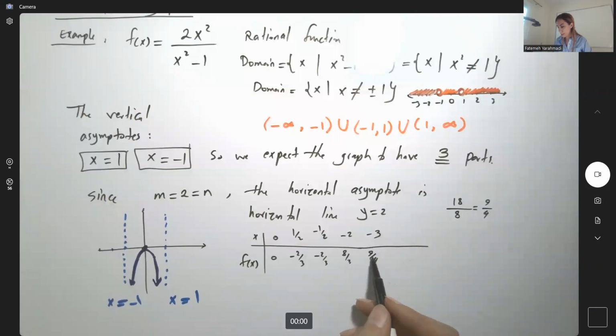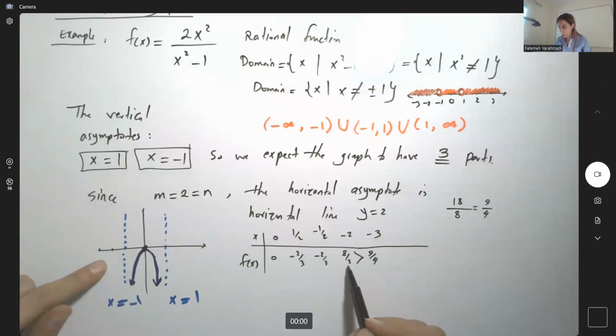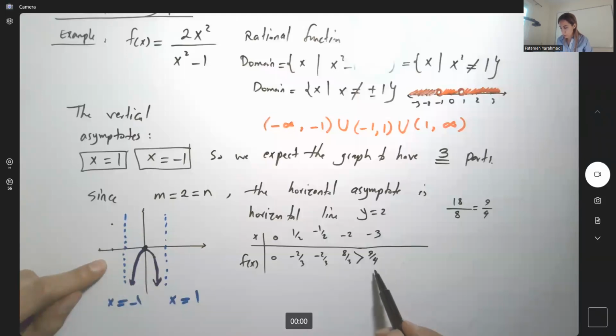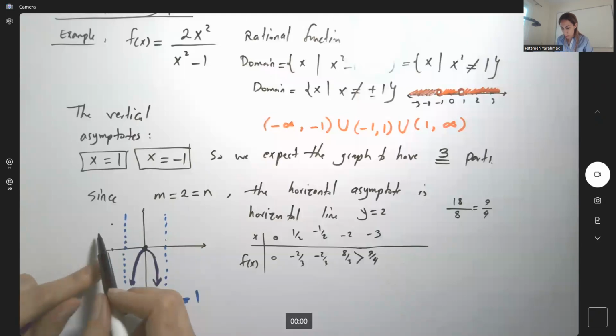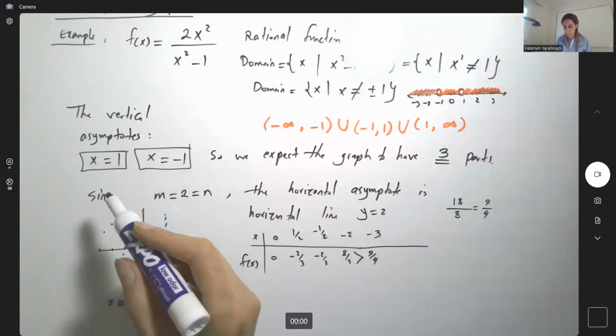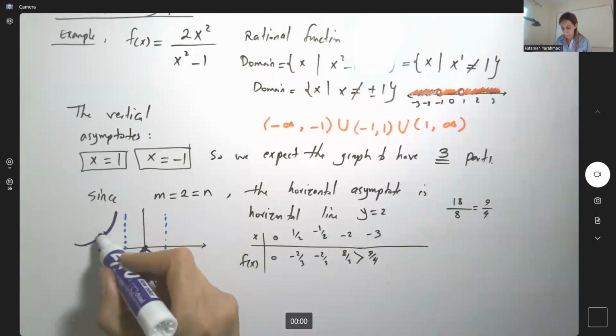So the number is getting smaller and smaller, am I right? Here 8/3, which is more than 9/4. The y value is getting smaller. So at -2, I have 8 divided by 3, 2 point something. And then I have 9 divided by 4, which is smaller. So it's getting smaller and smaller, am I right? So we expect the graph to behave like this. I'll plug in more values and verify this behavior.